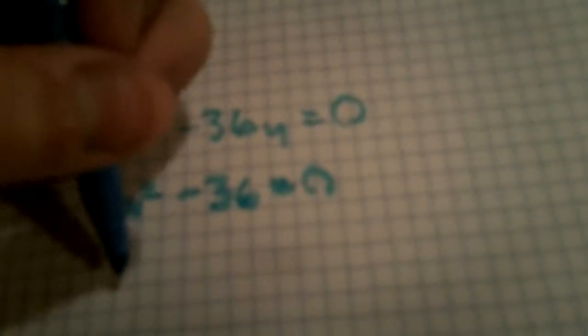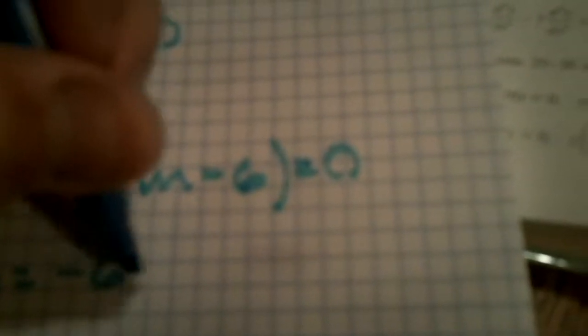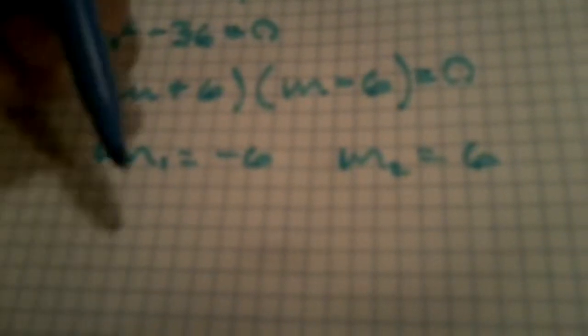Okay, so when you factor this out, you'll get (m plus 6)(m minus 6) equals 0. So from this, you'll get m1 equals negative 6, and m2 equals positive 6. And then very simple again, you just take these and set them to your e to the x for both C1 and C2. So your general solution is your final solution in this case as well.